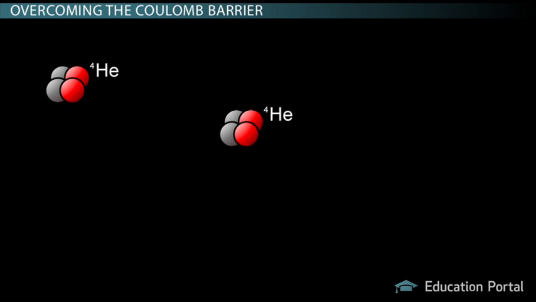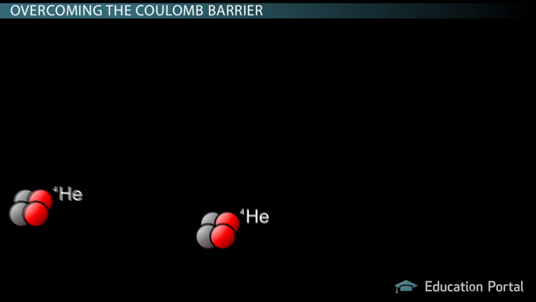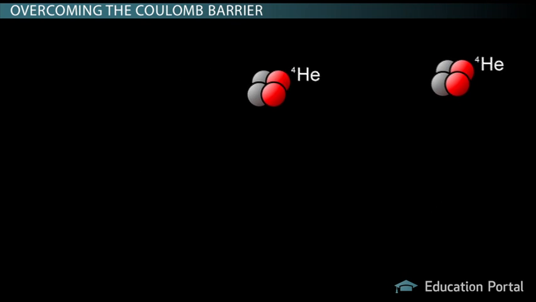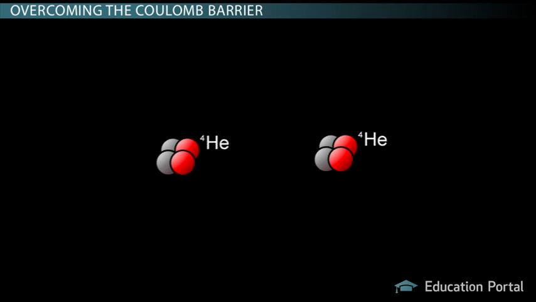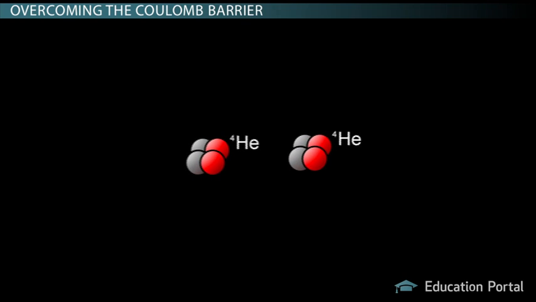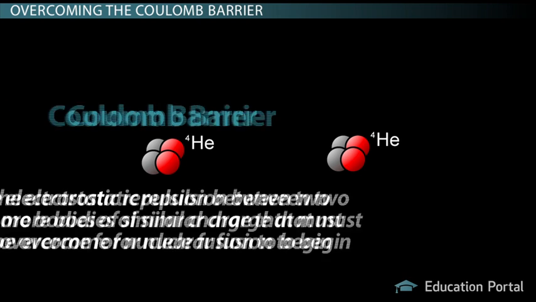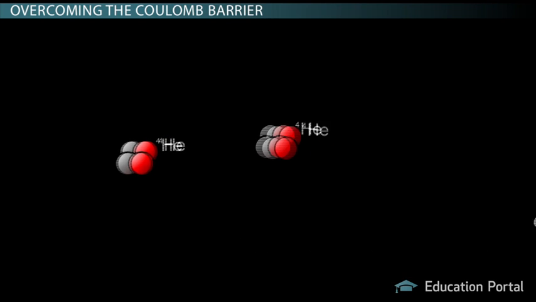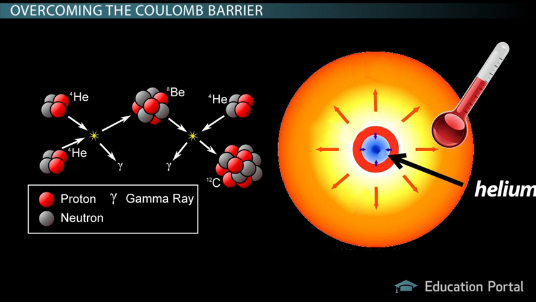This is because helium nuclei have positive charges that are twice that of hydrogen nuclei. It's sort of like the helium nuclei are much more powerful opposing magnets than hydrogen nuclei. This means that you will need much higher speeds to overcome the Coulomb barrier, which refers to the electrostatic repulsion between two or more bodies of similar charge that must be overcome for nuclear fusion to begin. The only way to get these higher speeds in the core is to increase the temperature of the core.